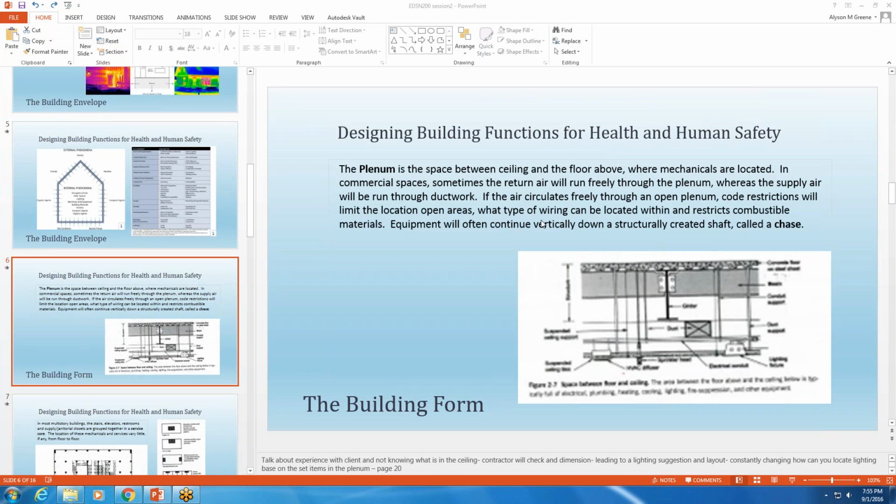So the plenum is the space between the ceiling and the floor above where mechanicals are located. In commercial spaces, sometimes the return air will run freely through the plenum, whereas the supply air will run through the ductwork. If the air circulates freely through an open plenum, code restrictions will limit the location of open areas and what type of wiring can be located within, and restrict combustible materials. Equipment will often continue vertically down a structurally created shaft called a chase.